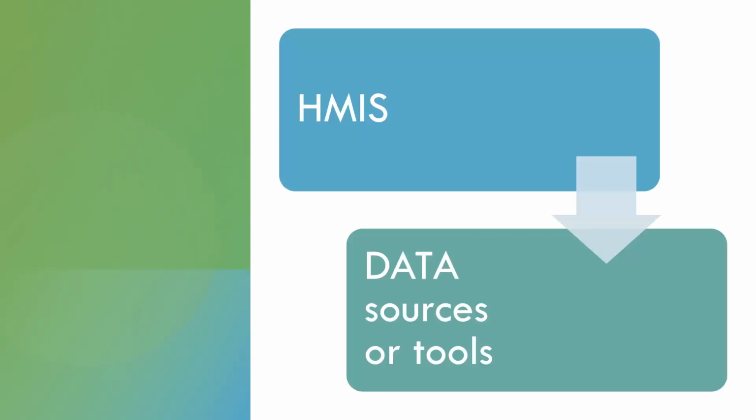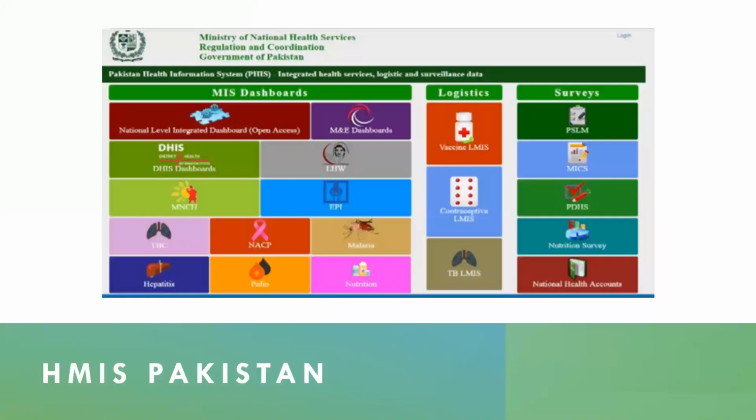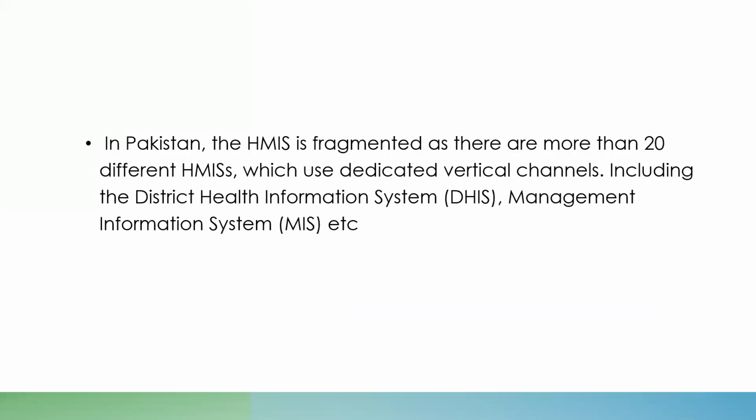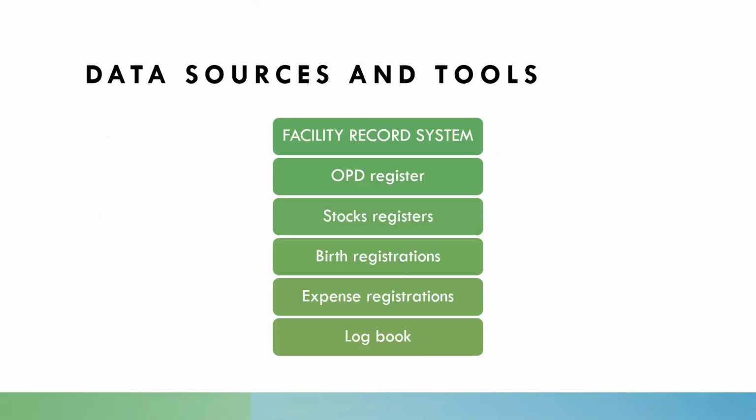Now, moving from HMIS to data sources or tools that are particularly used in an HMIS system in Pakistan. In Pakistan, the HMIS is fragmented, as there are more than 20 different HMIS systems, which use a dedicated vertical channel, including the district health information systems, management information systems, etc., working at different levels, at district, provincial, and national levels.